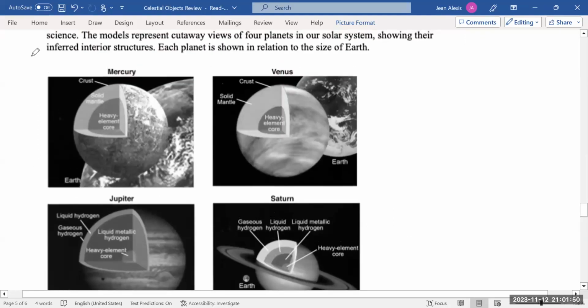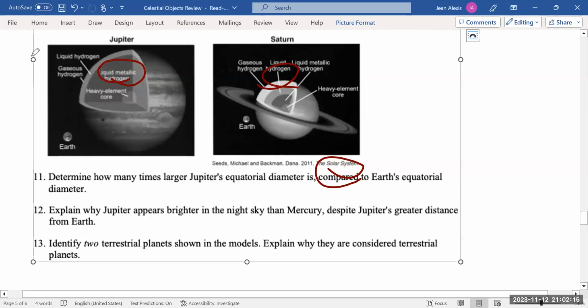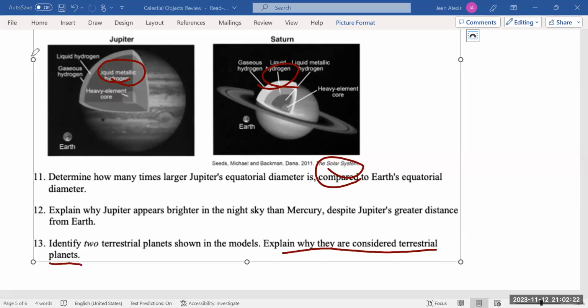So we head up. The terrestrial planets that we see are Mercury, Venus, and Earth, right? We do not see Mars. So if you said Mars, you would have been incorrect. Mercury, Venus, and Earth. All right. And so the question says, identify 2 terrestrial planets shown in the model. Explain why they are considered terrestrial planets.